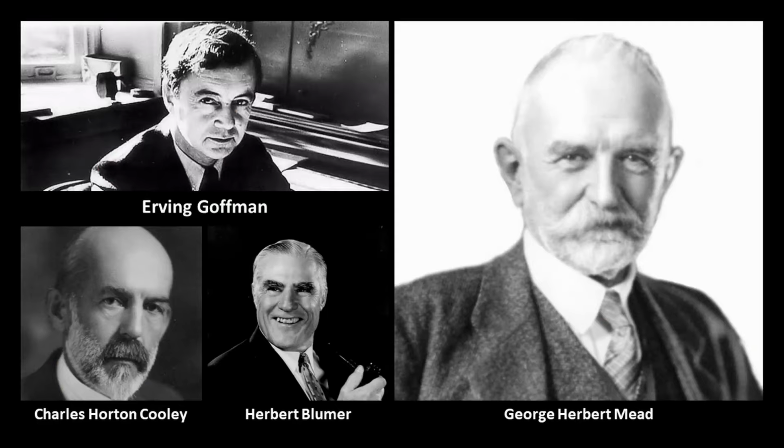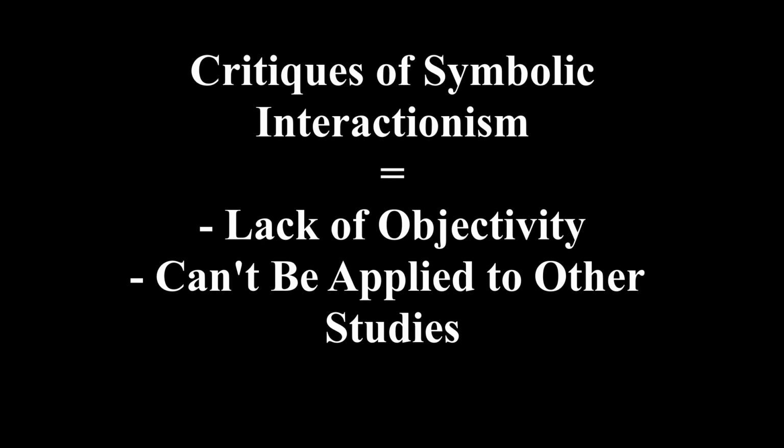Symbolic interactionism was primarily developed in the early 20th century, particularly with the theories of George Herbert Mead, Herbert Blumer, Charles Horton Cooley, and Irving Goffman. While this theory provides rich, detailed analysis, many have criticized it for several reasons. Some argue that engaging in such an analysis makes it difficult for researchers to remain objective because they grow close to the subjects that they're studying. Others claim that symbolic interactionists provide scholarship that doesn't apply to other studies and can't be reproduced.